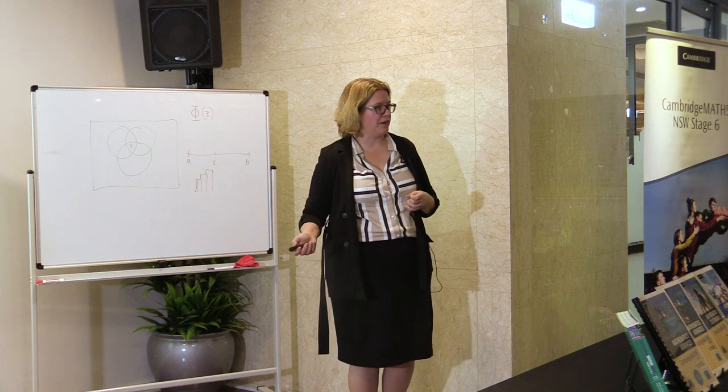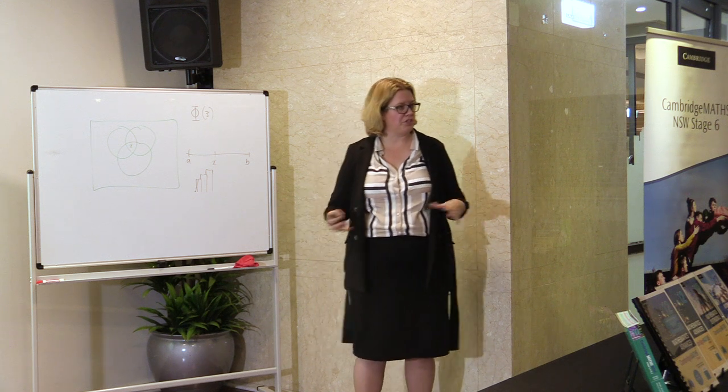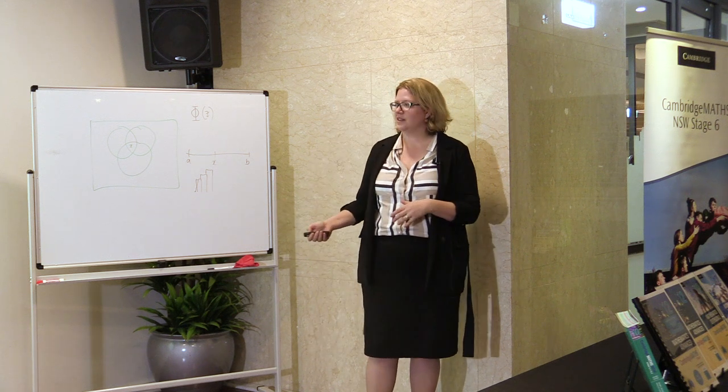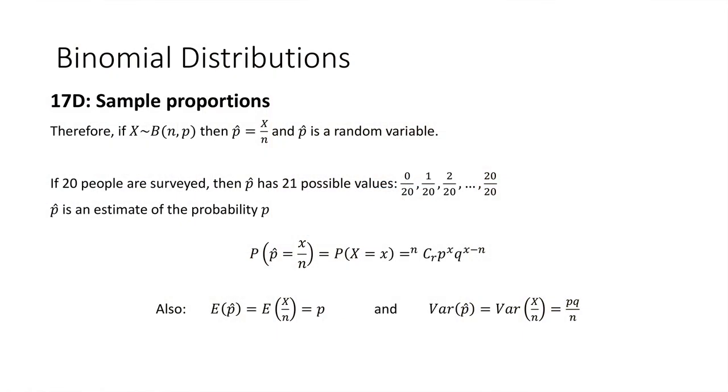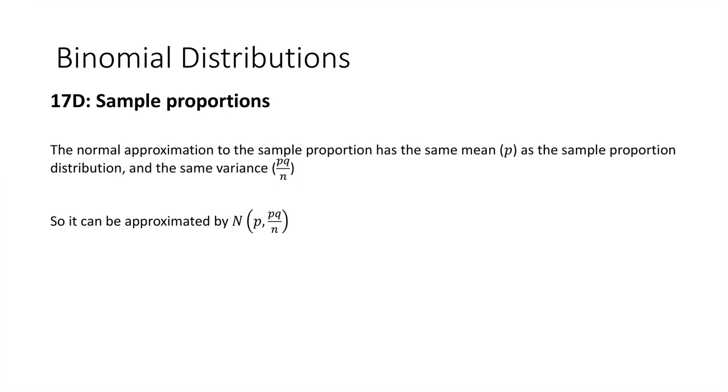And if you're starting to worry again, it's all in the textbook, it's all there. I'm just giving you a whistle-stop tour of it. Finally, then, we've got similar formulae to what we had before in terms of the expected value and the variance on those things with the sample proportion. And we can approximate it in the same way as we approximate a binomial distribution with large N by using this. Okay.